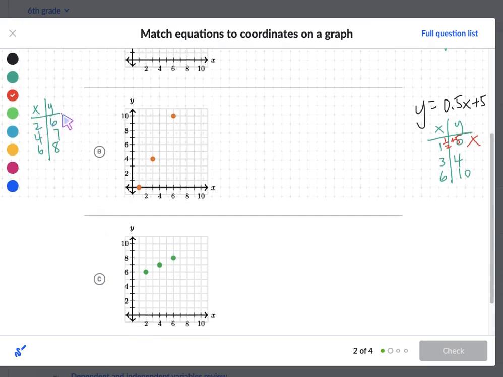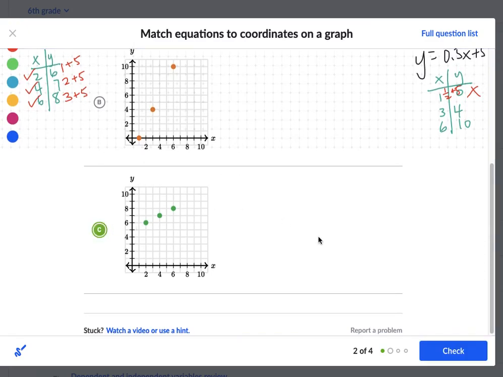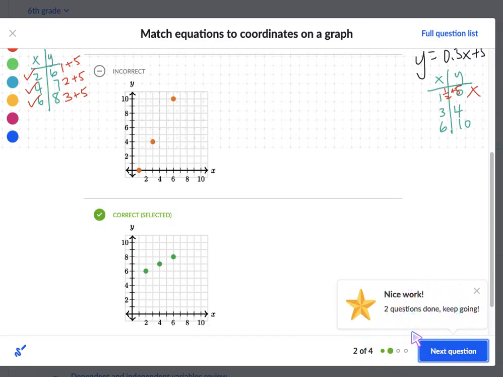Half of 2 is 1. 1 plus 5 is 6. Yes. Half of 4 is 2. 2 plus 5 is 7. Yes. Half of 6 is 3. 3 plus 5 is 8. Yes. It looks like it's that last one here. And it works. So you are just testing to see which of those x and y values work together with that equation they gave you, that rule.